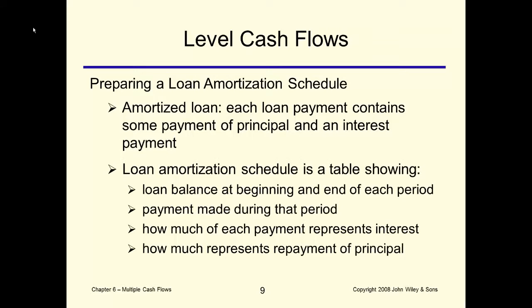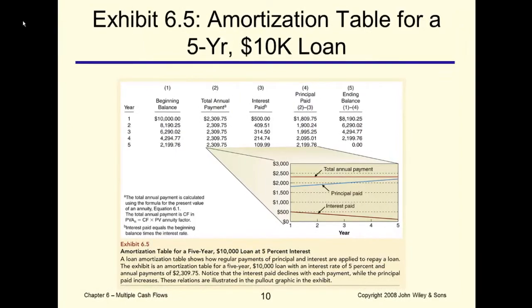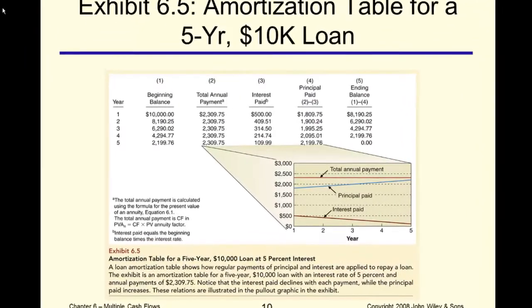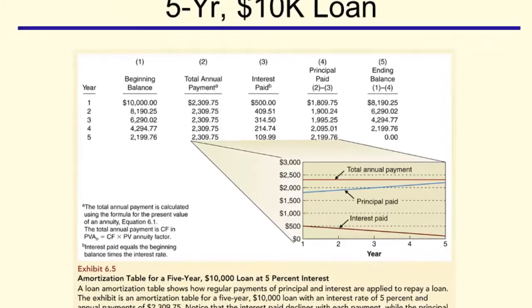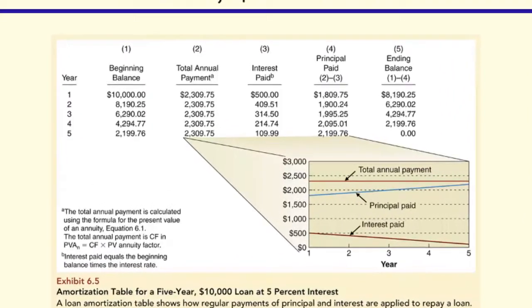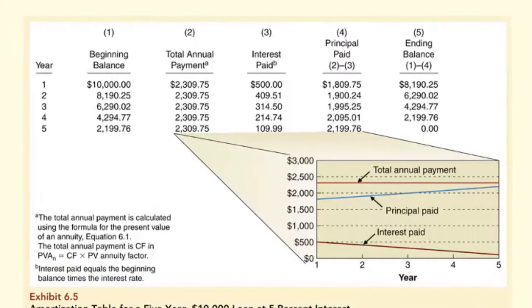So what an amortization schedule shows, it shows the loan balance at the beginning and end of each period, the payment made, and how that payment is broken up. How much of that payment is principal and how much is interest. You may need to reference this table in your book. This is the amortization table for a 5-year, $10,000 loan, and the interest rate on this loan is 5%.